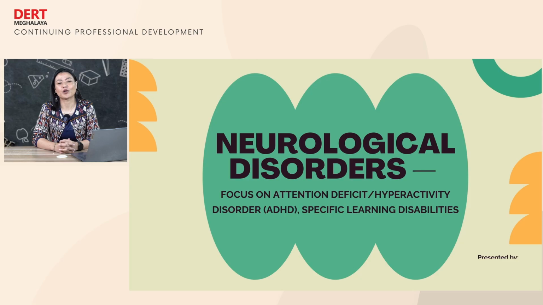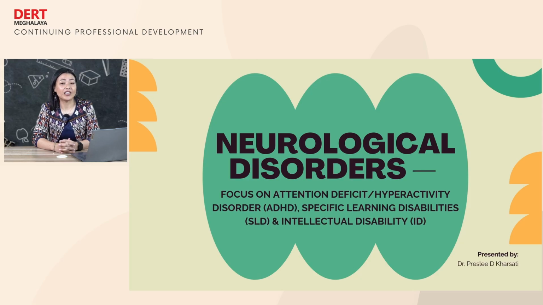In our first session, we explored autism spectrum disorder and Asperger syndrome, understanding their signs, behaviors, and how schools can support these learners. Today, in Series 2, we'll focus on three more very important areas: ADHD, specific learning disability, and intellectual disability. These conditions affect how children process information, how they learn, and how they interact with the world. Many of these children are intelligent, capable, and talented.